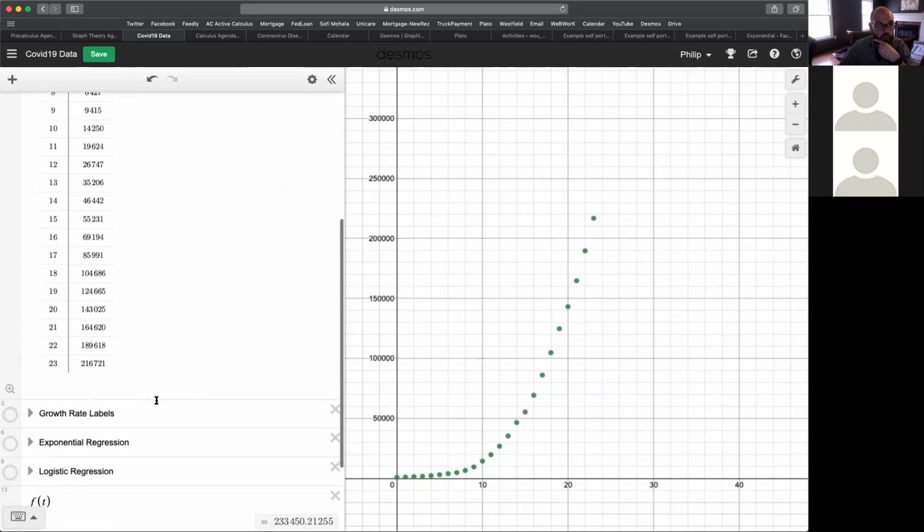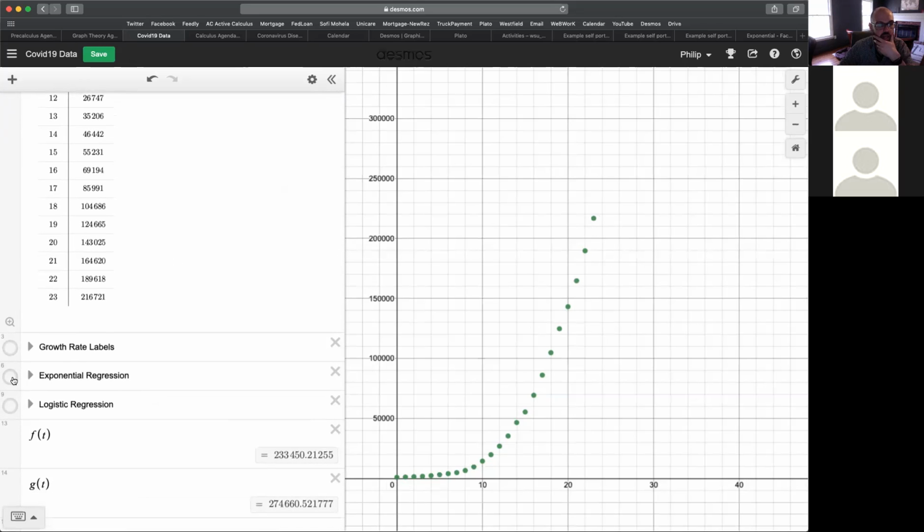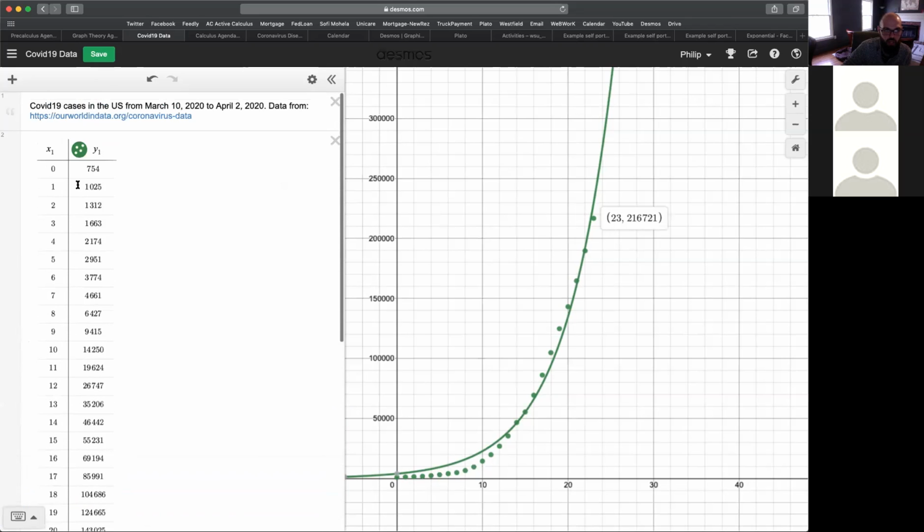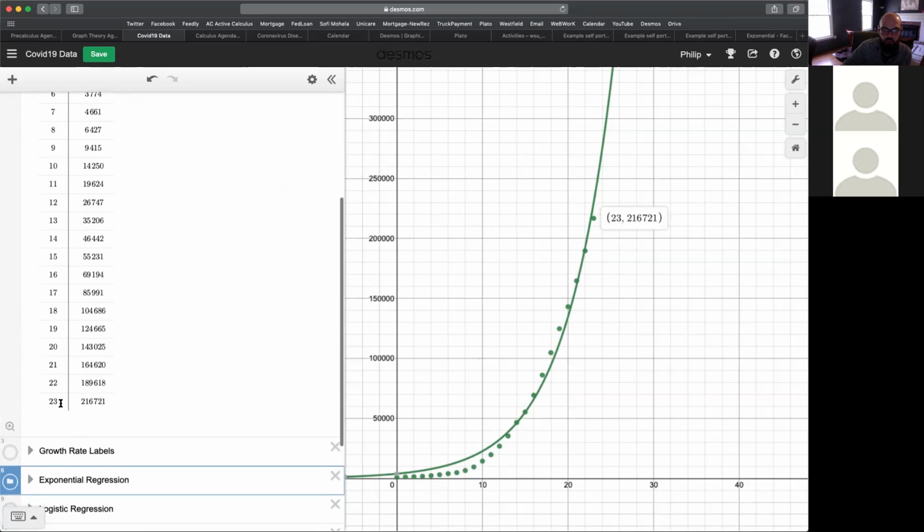So doing a little bit more sophisticated analysis called a regression, which is something you would see in statistics, you can use an exponential model to look at the growth of the number of cases here. If we wanted to predict what was going to happen tomorrow, this is 23 days. Currently we are 23 days after March 10th, so that's what the 23 means here.